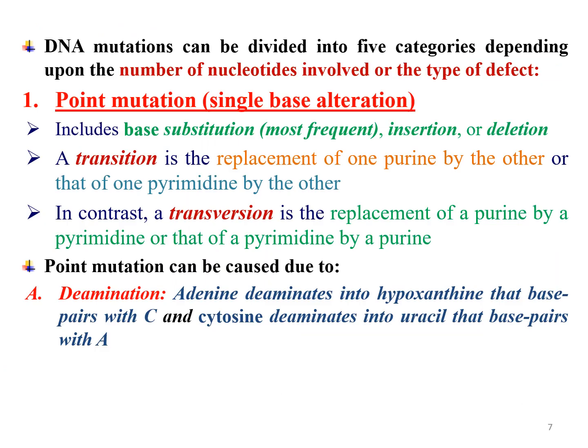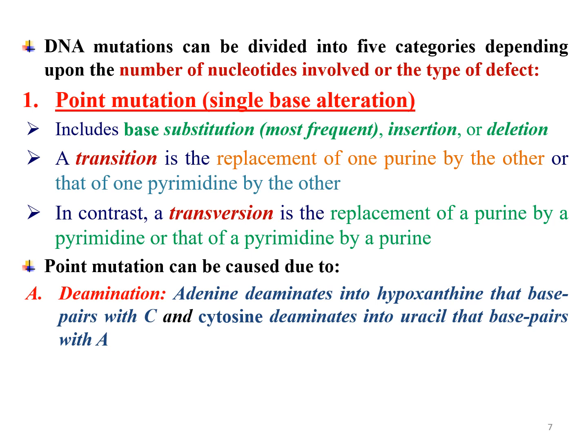So DNA mutation can be divided into 5 categories depending upon the number of nucleotides involved or the type of defect associated with the mutation. The first mutation is known as point mutation or single base alteration. As the name indicates, it includes base substitution. Most frequently, insertion or deletion can be associated with point mutation.